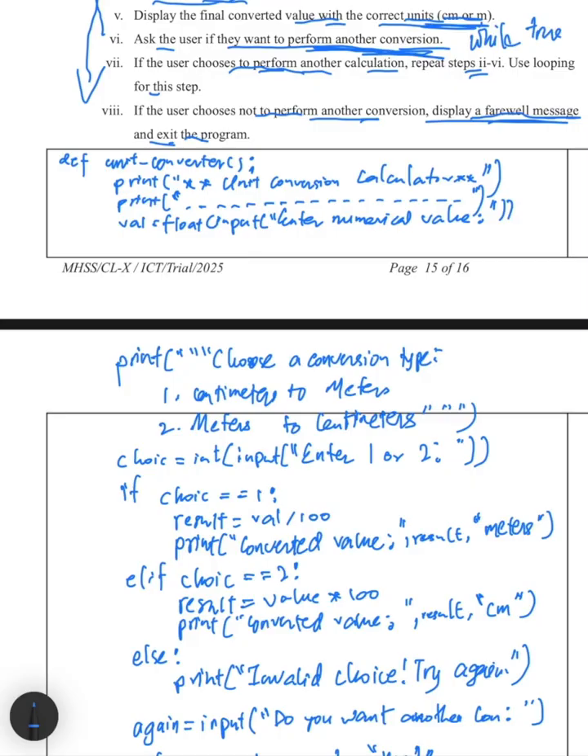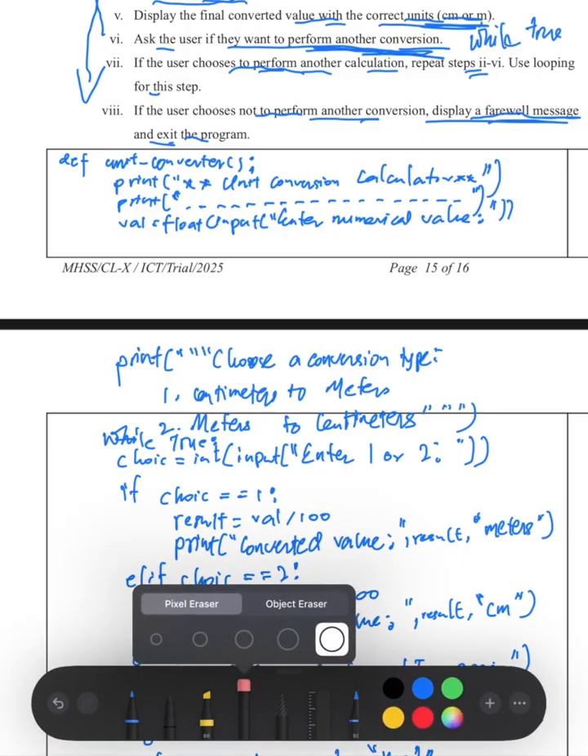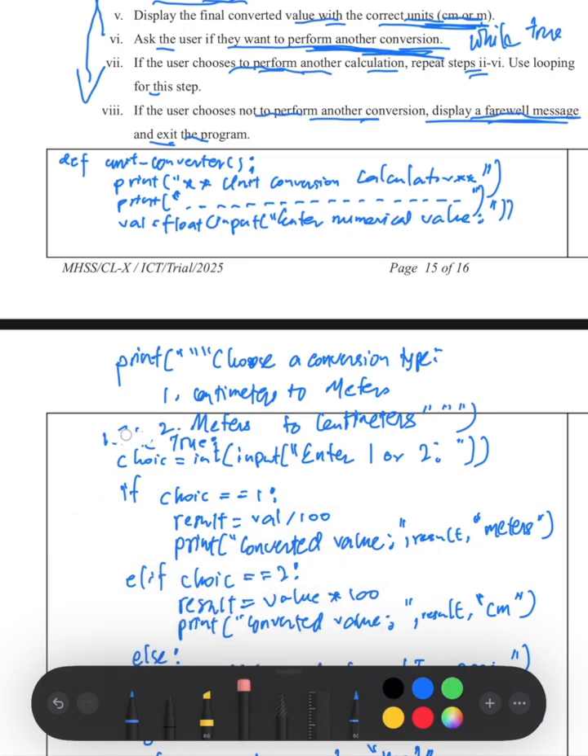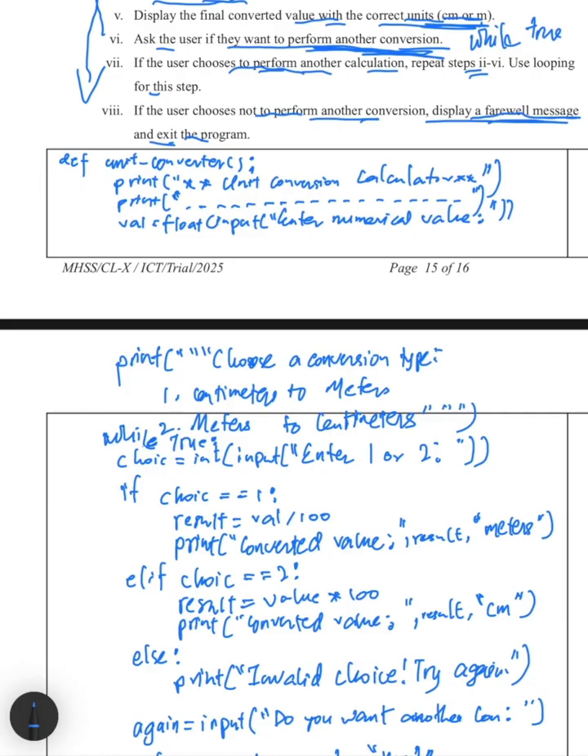No, we forgot to put the while loop. We should have put the while loop before the choice. Here, we're going to put the while loop here. While true. Make it a little bit better. So we will write while loop here. So in that way we are going to break the loop.